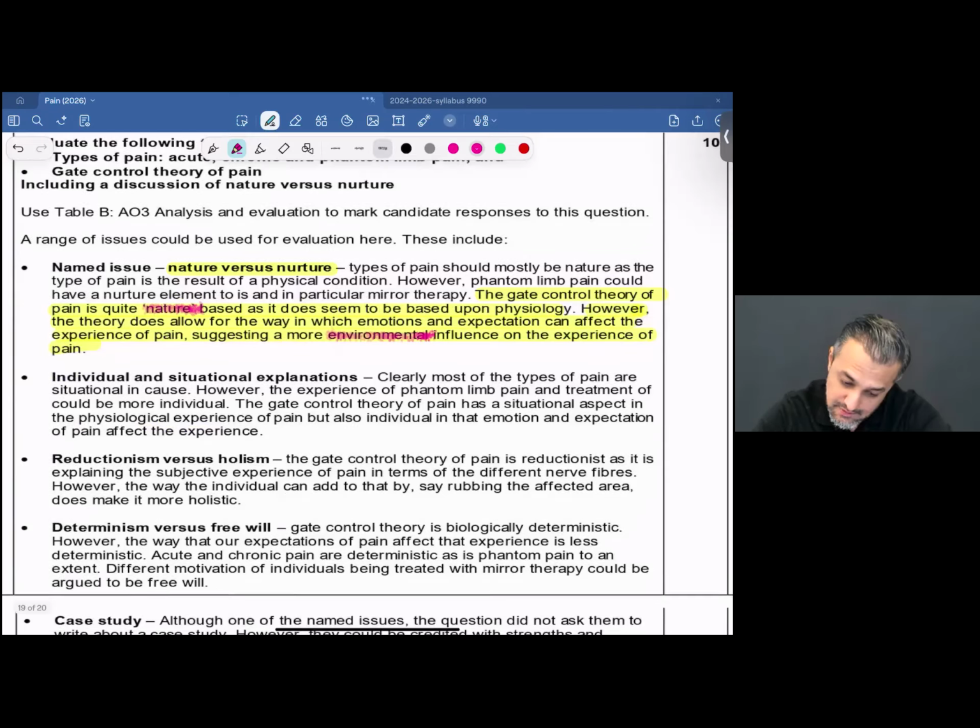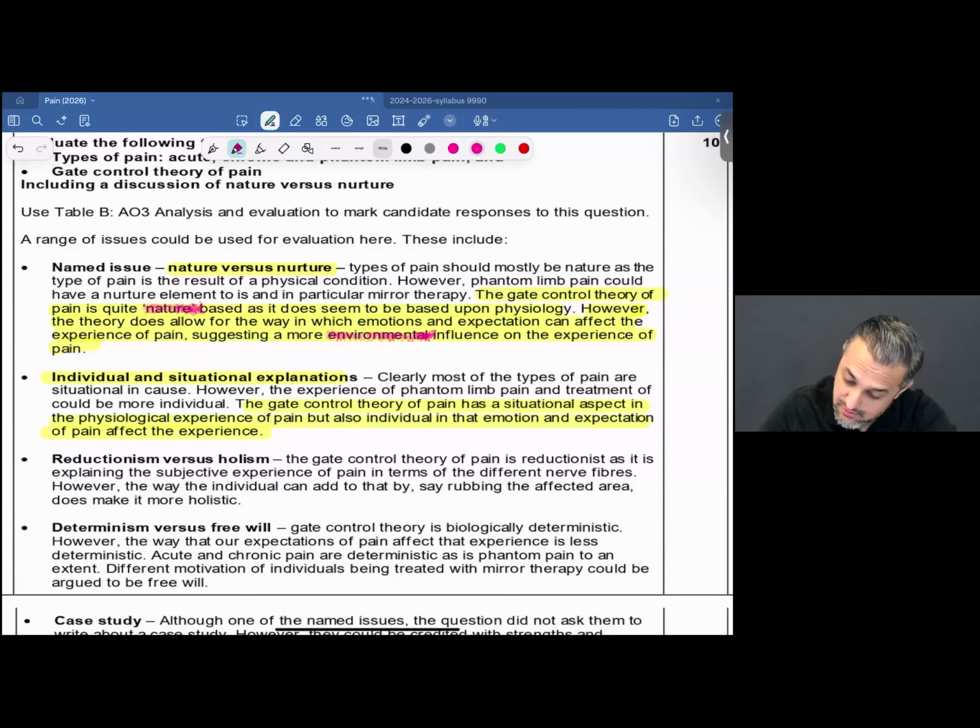Again, the gate control. Now we try to evaluate this in terms of individual and situational explanation. The gate control theory of pain has a situational aspect in the physiological experience of pain, but also individual in that the emotion and expectation of pain affect the experience.